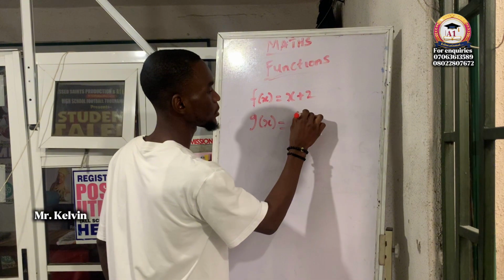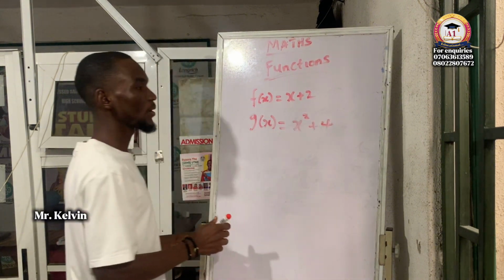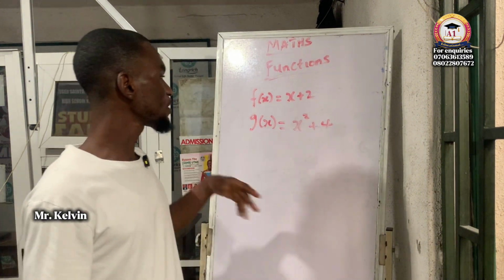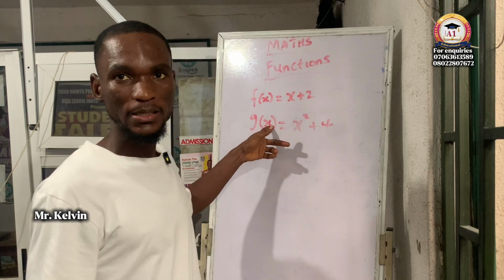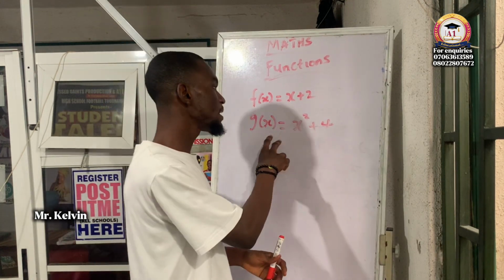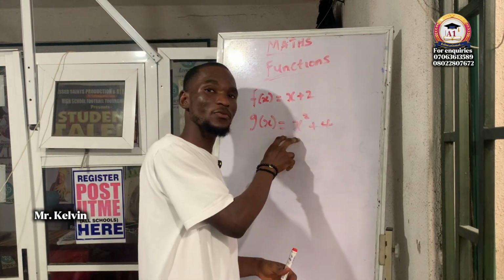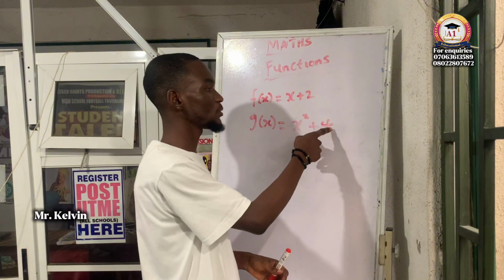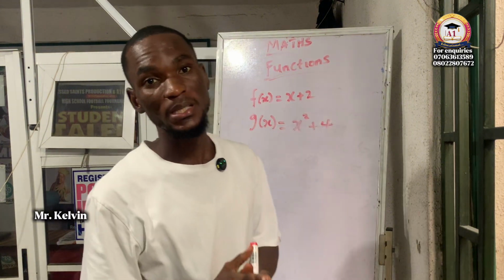Okay, so now if we have, for example, another function g of x, it's equal to, let's say, x squared plus 4. In this function, the input is x, and it means every input in this function must be squared and then added to what? 4. That's how basically functions work.